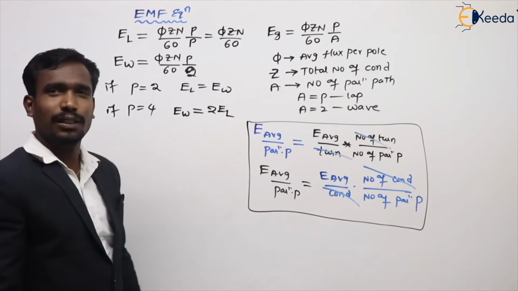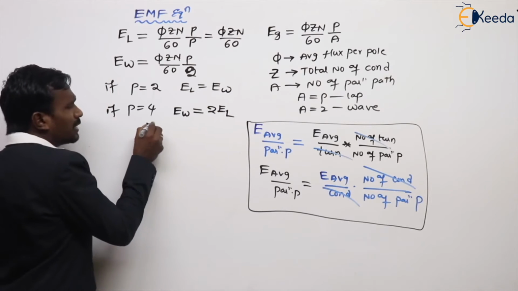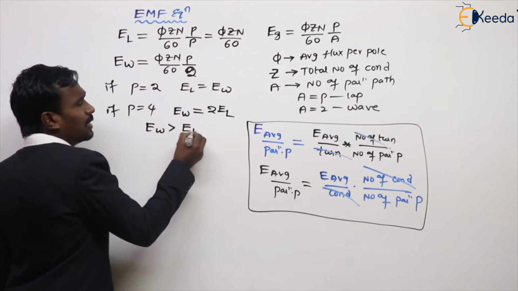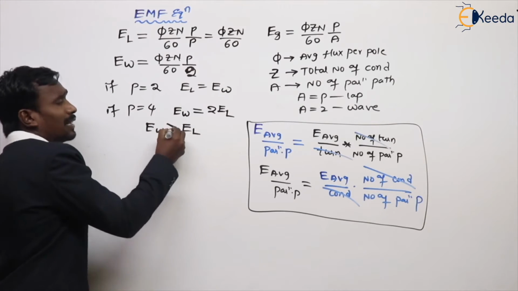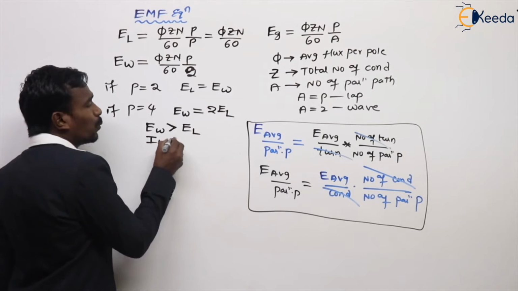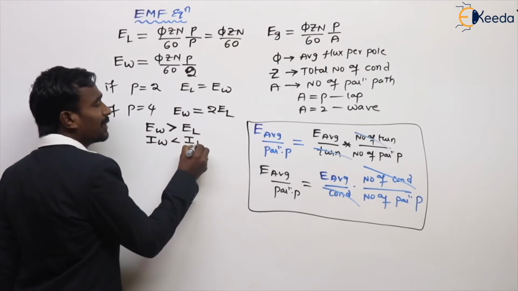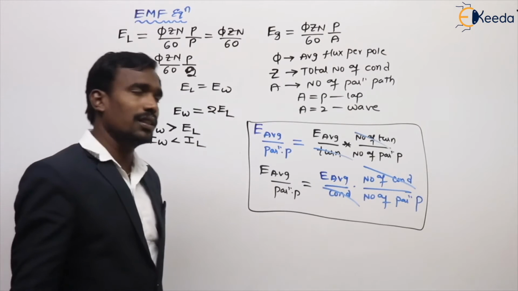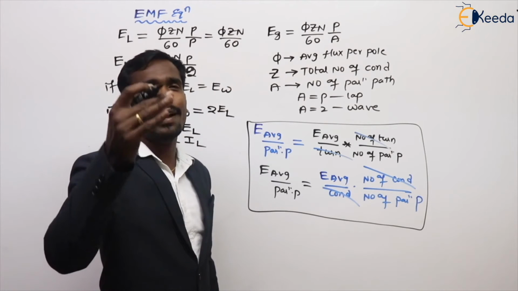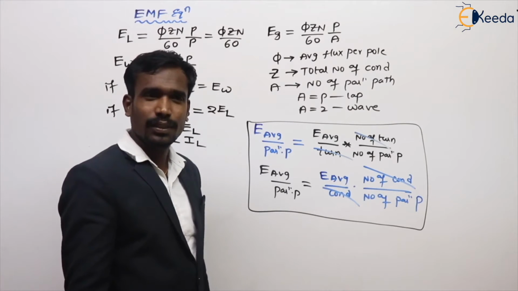In the general case, EMF in wave winding is greater than in lap winding, and the current in wave winding is less than in lap winding. Actually, this you already know. High voltage, low current; low voltage, high current. I explained this already. Clear.